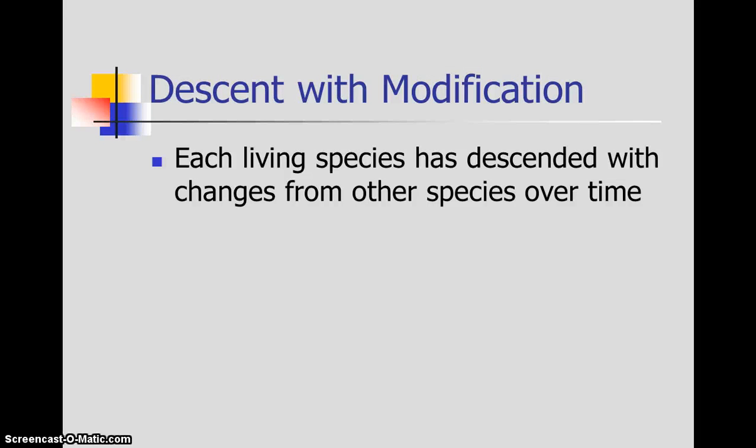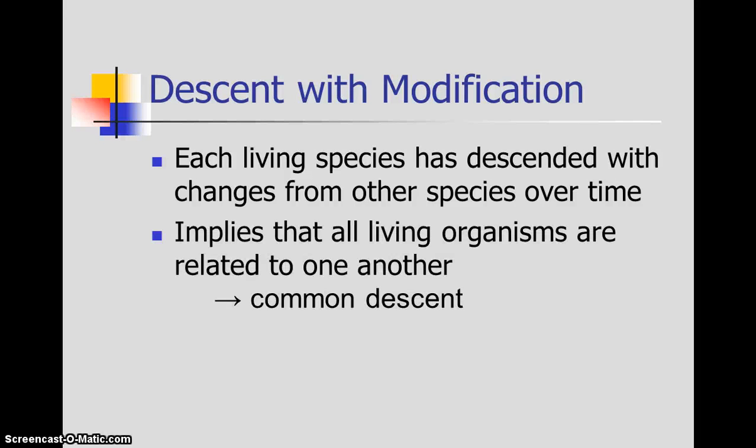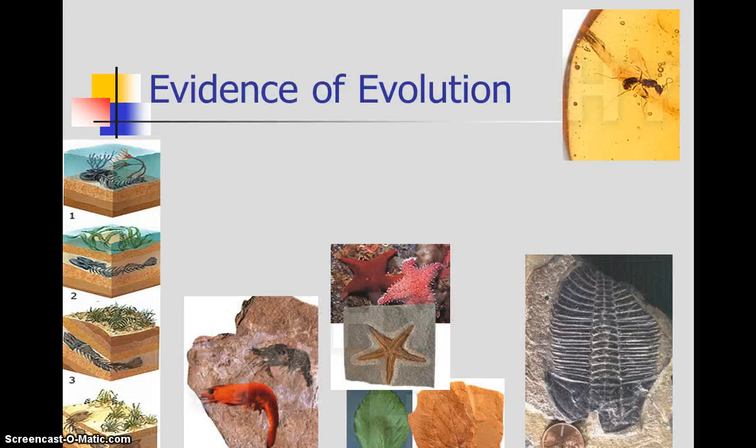So each living species has descended with changes from another species over time, like the giraffe. The giraffe obviously has been changed, and that trait keeps getting passed on so then that species can survive. So this implies that all living things are related to one another, so they all have a common descent. We have evidence of this.